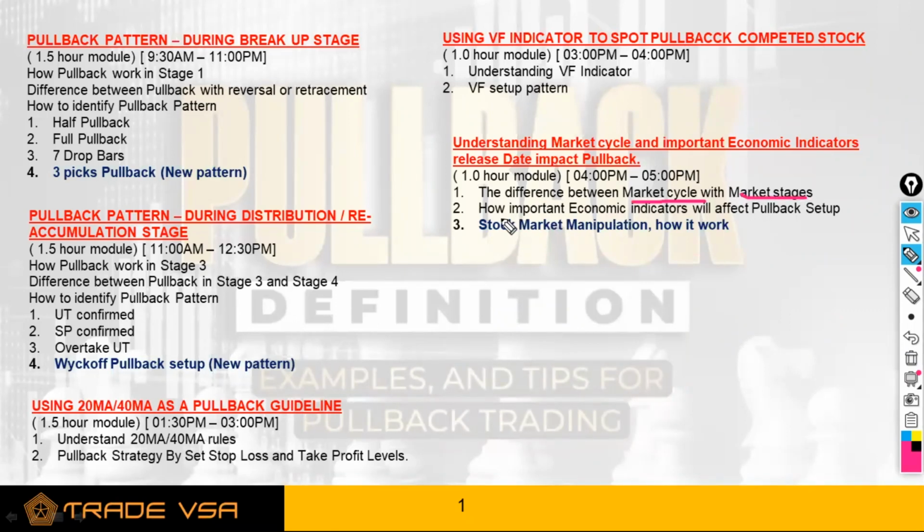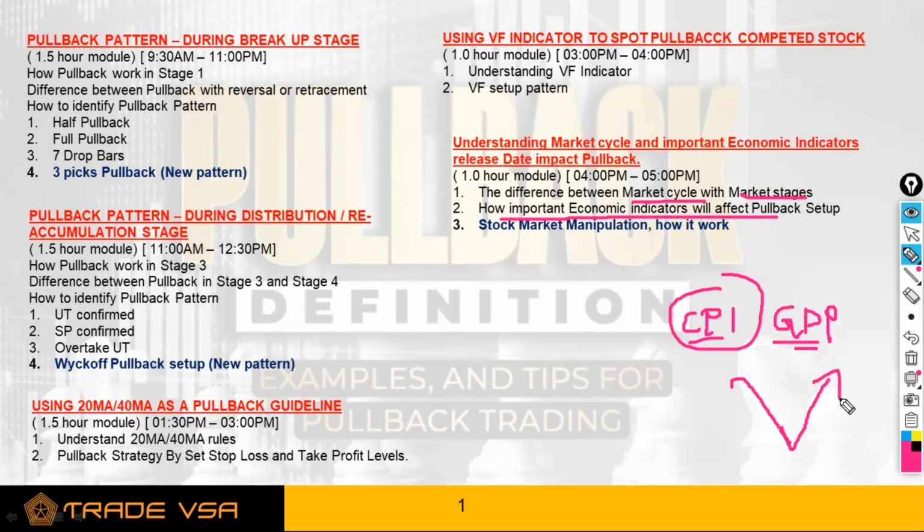We also need to pay attention to important economic indicators. When there is a CPI data release or GDP release, sometimes before that you can see the market come down. It is not a pullback; it's just because the data is going to be released. Then sometimes there will be a V-shaped recovery, or sometimes it just stays low. So we need to know when the data is coming up.